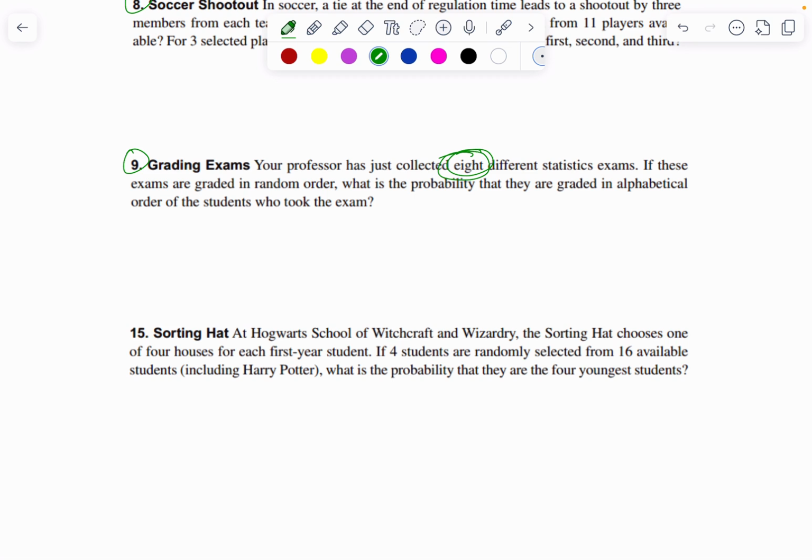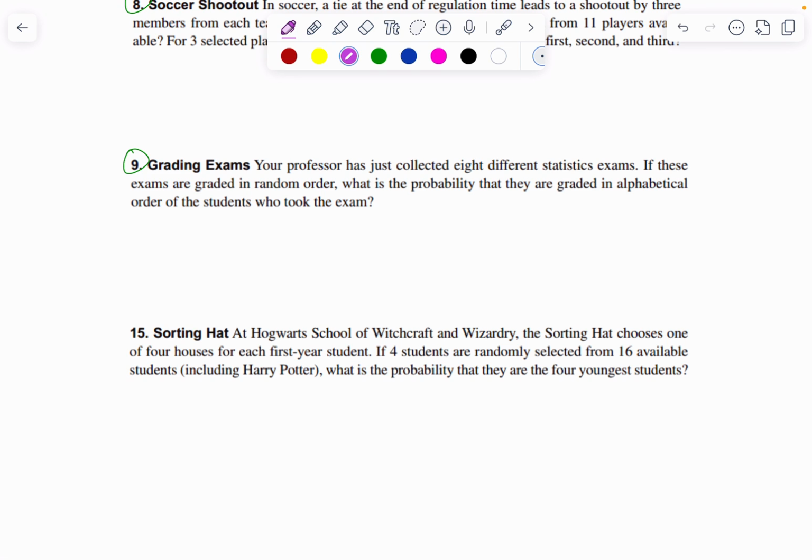Okay, so your professor has just collected 8 different stats exams, right? So there's like 8 of you in here, and I'm collecting those exams. If these exams are graded in a random order, what is the probability that they're graded in alphabetical order? How many different ways can I grade the 8 exams? Does the order in which I choose them matter? Yes.